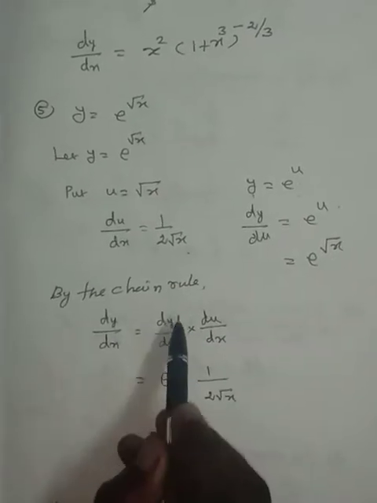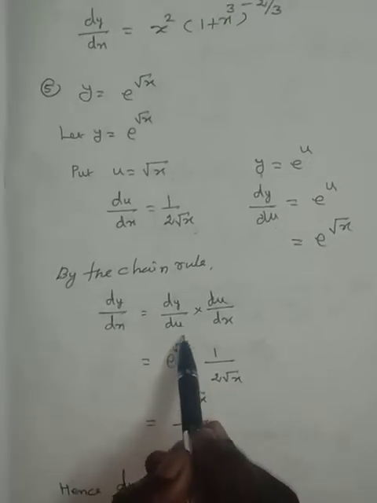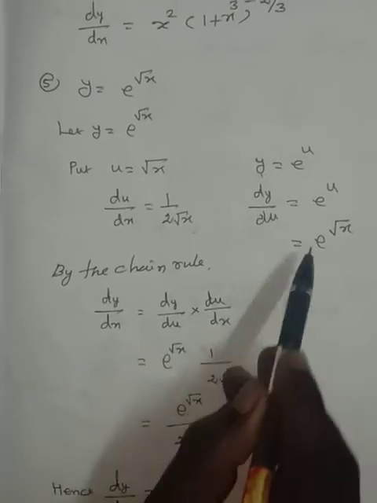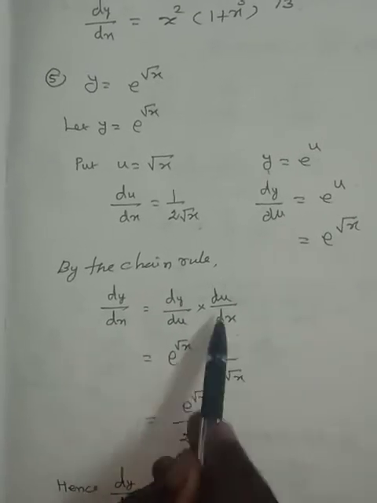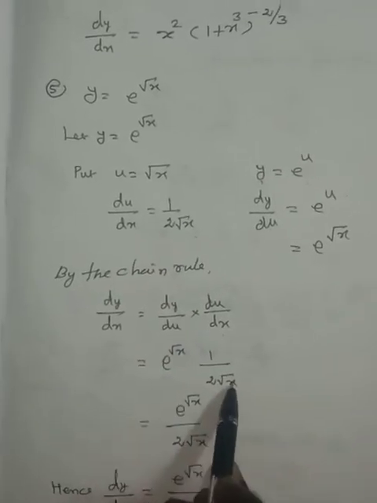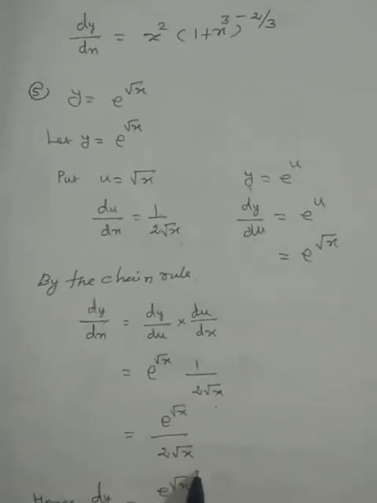By the chain rule, dy by dx is equal to dy by du into du by dx. dy by du is e to the power of root x. du by dx is 1 by 2 root x. Multiply these two terms. We have e to the power of root x divided by 2 root x is the answer.